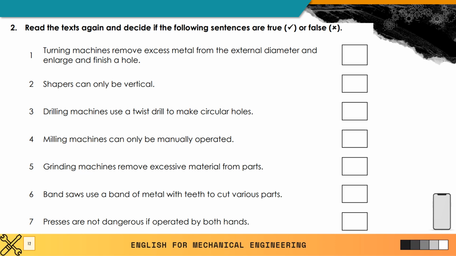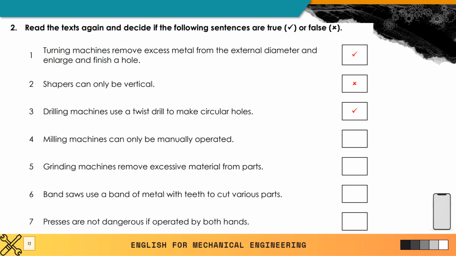Now, true or false sentences here. Feel free to go back and listen to the text again. Turning machines remove excess metal from the material, the external diameter, and enlarge and finish a hole. That one was true. Shapers can only be vertical is of course false, can be horizontal as well. Drilling machines use a twist drill to make circular holes.